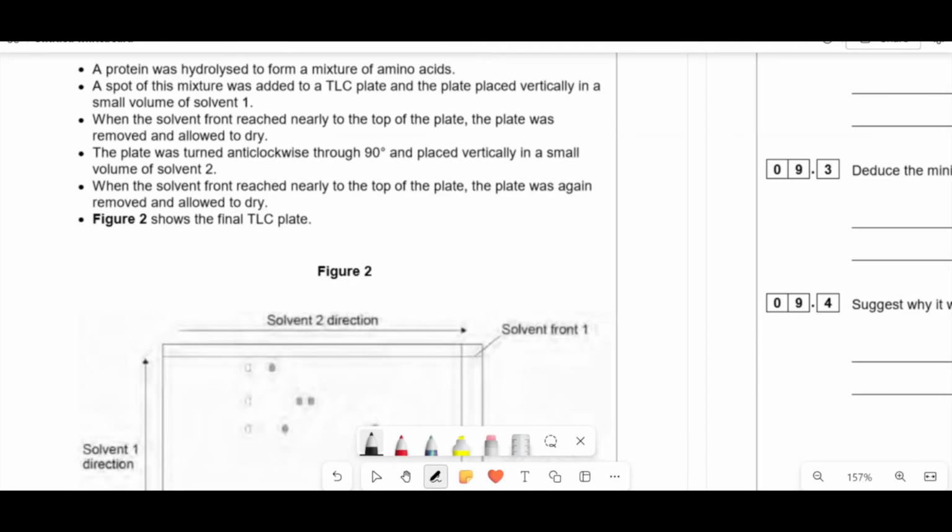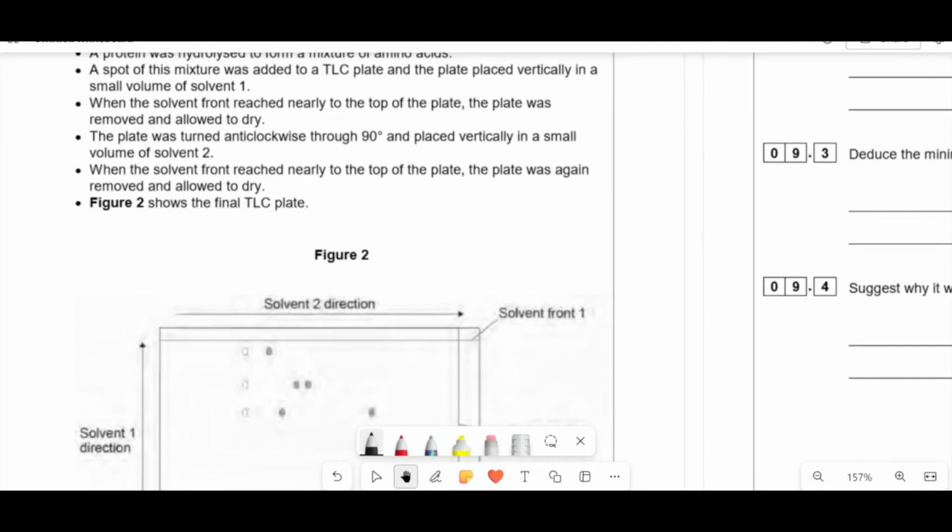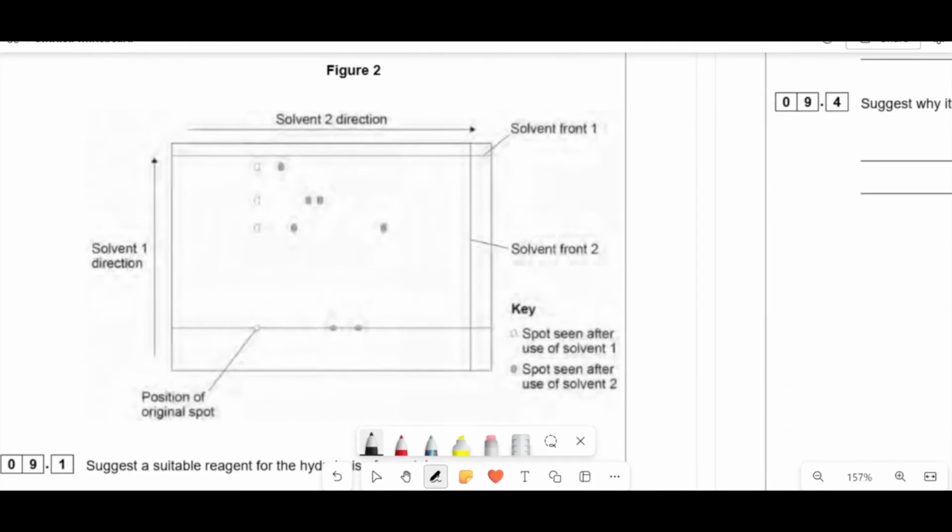When the solvent front was reached nearly to the top, the plate was removed and allowed to dry. The plate was then turned anti-clockwise through 90 degrees and placed vertically in a small volume of solvent 2. So they're doing 2 rounds of thin layer chromatography on the same plate. When the solvent front reached nearly the top, the plate was removed and allowed to dry, and here's the final thing. So what's happened is the original spot was here, it will have moved up this much, and then solvent 2 went this way, so it will have moved that way as well, right?